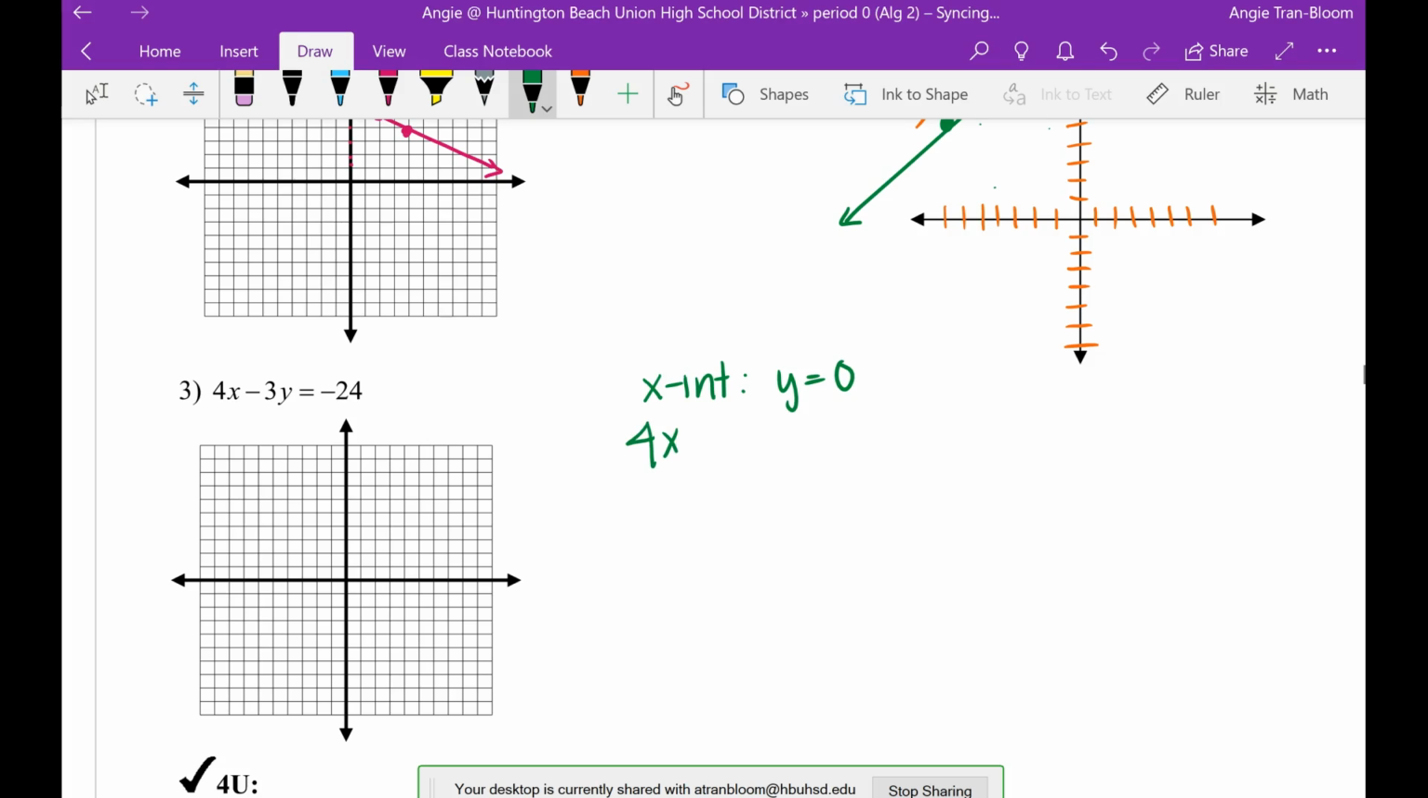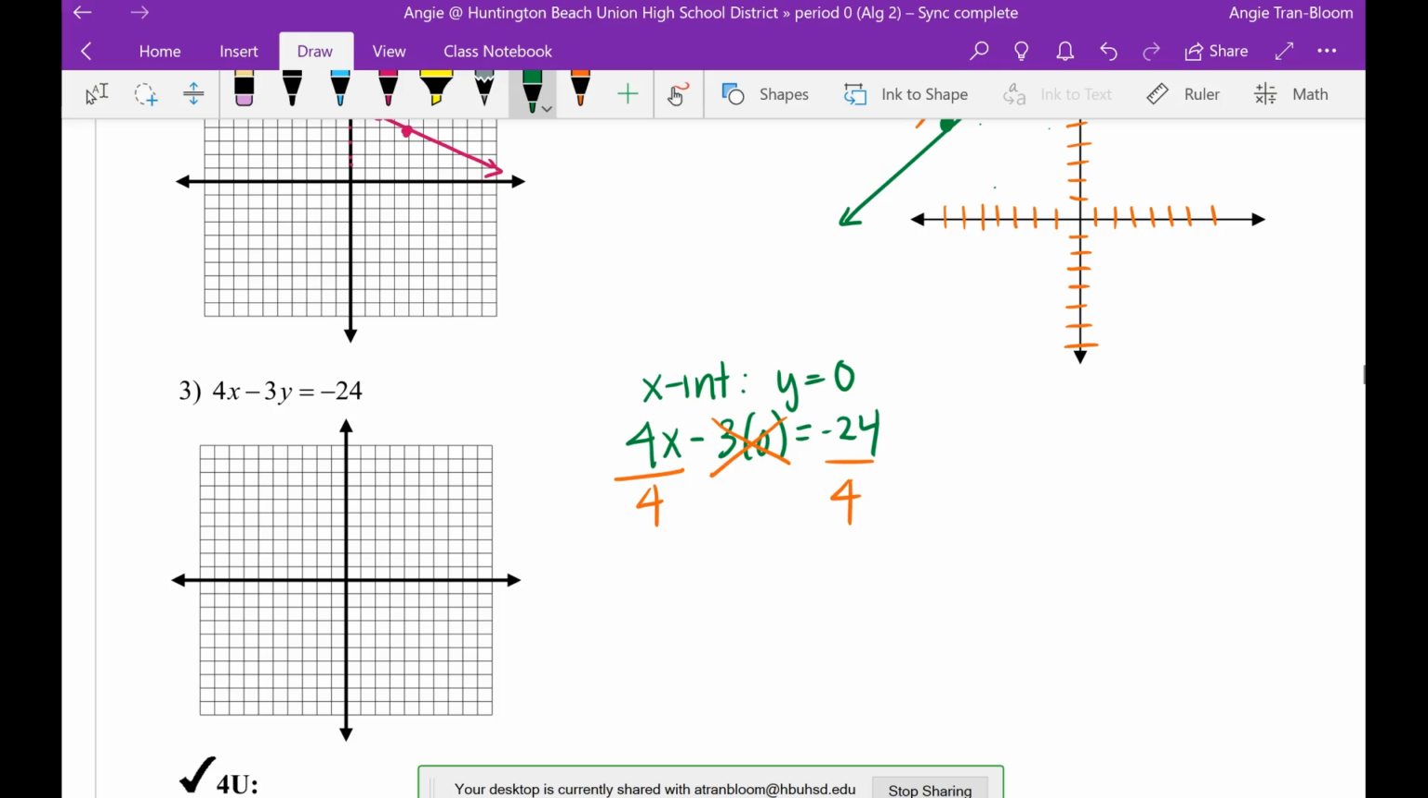So 4x minus 3 times 0 equals negative 24. What's 3 times 0? It's 0. It's beautiful. So guys, anytime you're looking for an x-intercept, the whole y term is completely what? Disappearing, gone. So all you have left is 4x equals negative 24. How do I solve for an x-intercept? Divide both sides by 4.